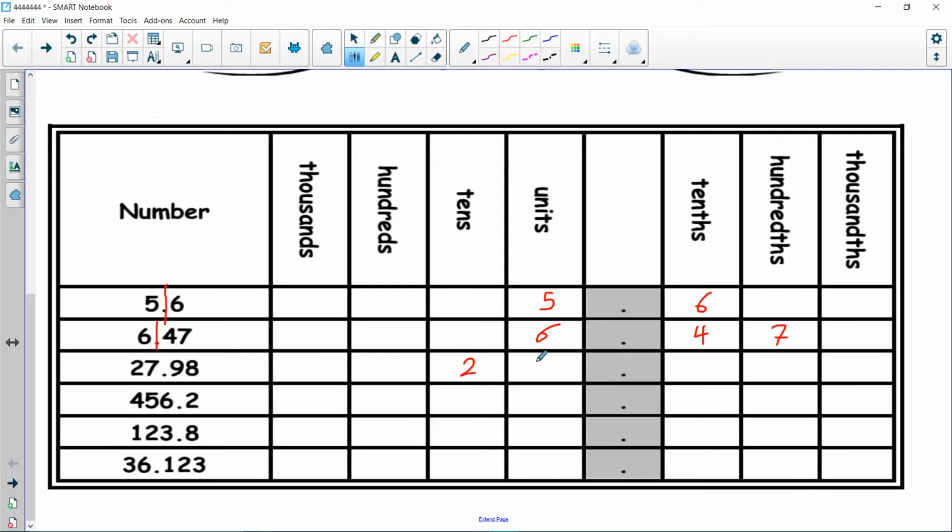27.98. 2 in tens, 7 in units, and 9 in tenths, and 8 in hundredths. 456.2. 4 in hundreds, 5 in tens, and 6 in units, and 2 in tenths. 123.8. 1 in hundreds, 2 in tens, 3 in units, and 8 in tenths. 36.123. 3 in tens, 6 in units, 1 in tenths, 2 in hundredths, 3 in thousandths.